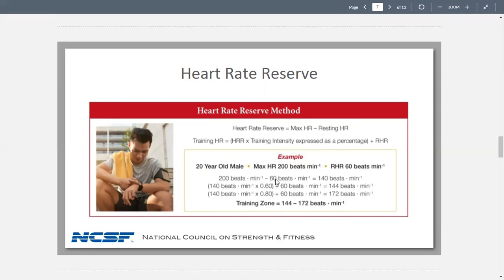The heart rate reserve method allows you to find a training zone, and it will help you teach yourself what training zones to be in, because you don't want to be over 80% if you're training cardiovascular fitness, and you don't want to be under 60%. So you can train using the heart rate reserve method to increase your cardiorespiratory fitness.